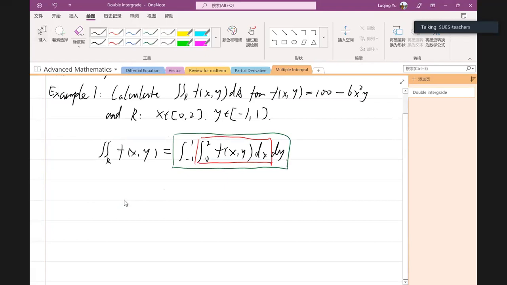there is another way to write it down. You can say -1 to 1 is dy, and here is 0 to 2, f(x,y) dx. So why can we write these things like this? Because when we are only doing, let me see how to say it.